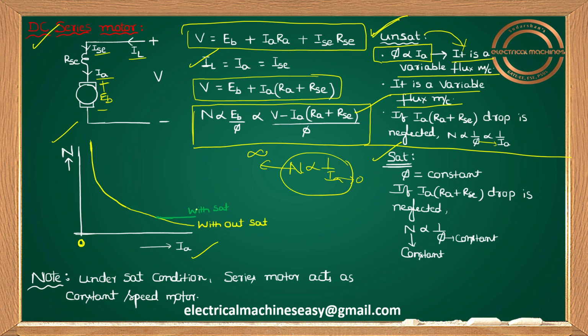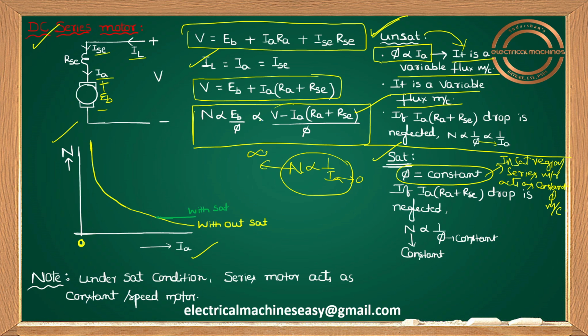Everybody knows that in saturation, though the mechanical load increases and the current taken by the motor increases, flux will not increase; flux remains constant. So I should write here: flux equals constant in saturation. Therefore, in the saturation region, the series motor acts as a constant flux machine. Okay guys, now once again let me proceed.